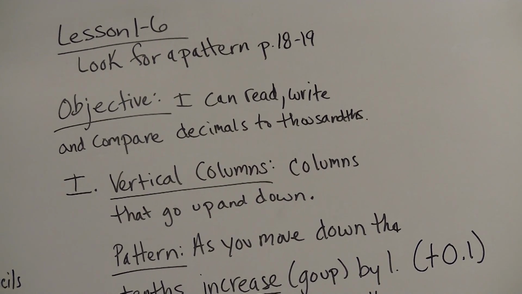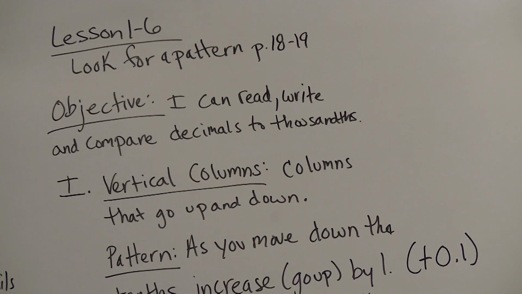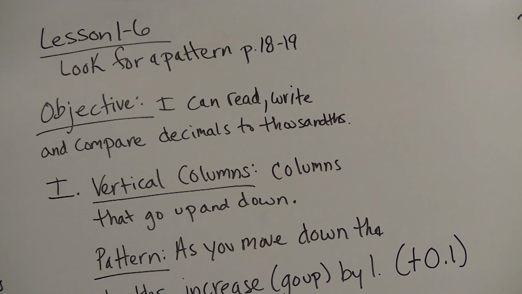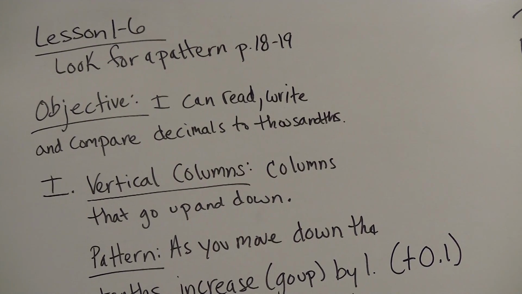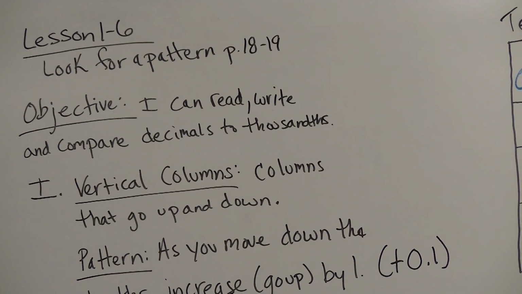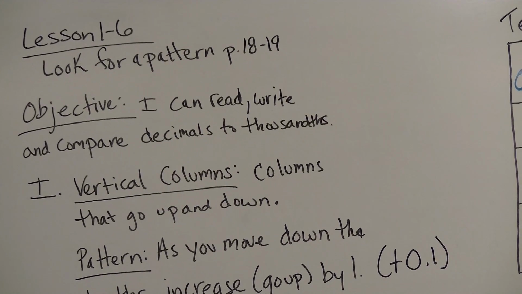The top of page 18, you will see where it says look for a pattern. It says there are patterns in decimal number charts. Continue the pattern to label the other squares. So you see there, the big chart there, some of the numbers are filled in and some of them are not. So let's look at this chart first to make sure we understand how to read the chart.